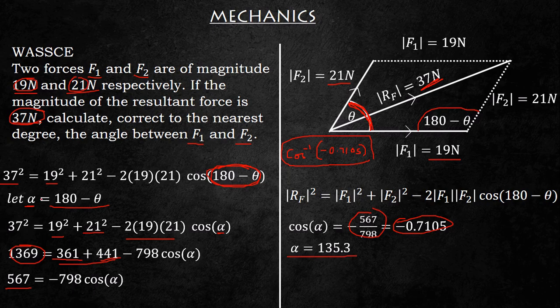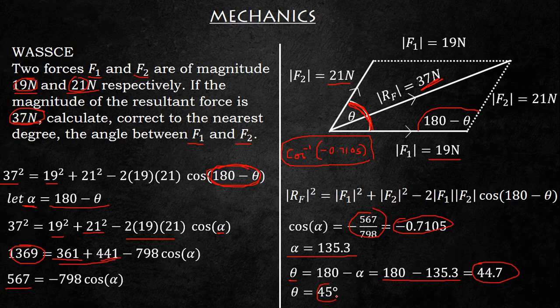But the goal is not to find alpha, the goal is to find theta. So now we are going to make back our substitution. Theta is equal to 180 minus alpha. So 180 minus 135.3 is going to give me 44.7. But we are to have our answer to the nearest degree. Therefore, theta is equal to 45 degrees. And that is our final answer.